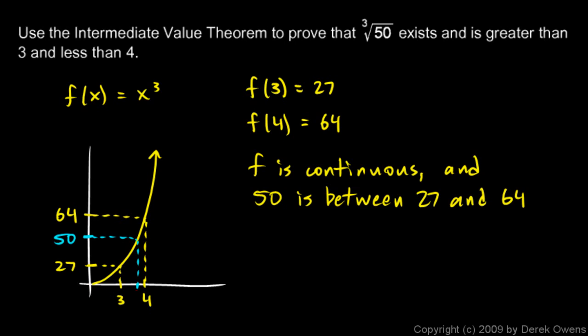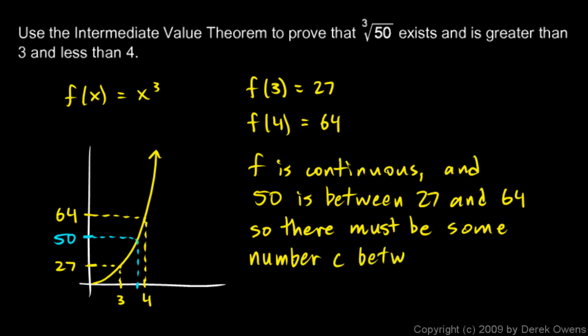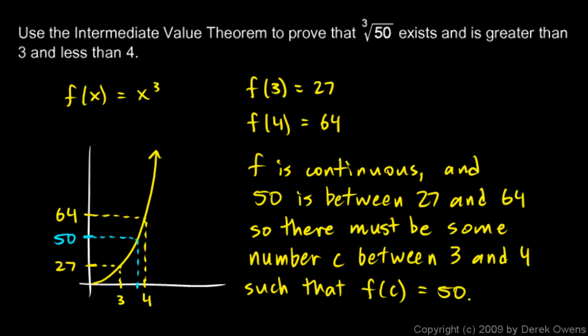So 50 is between 27 and 64, and I'll go ahead and write it out. So there must be, and that's what we were trying to prove, we're trying to prove that it exists, there must be some number c between 3 and 4 such that f of c equals 50. You might want to write out, according to the intermediate value theorem, there must be some number c between 3 and 4 such that f of c is equal to 50.